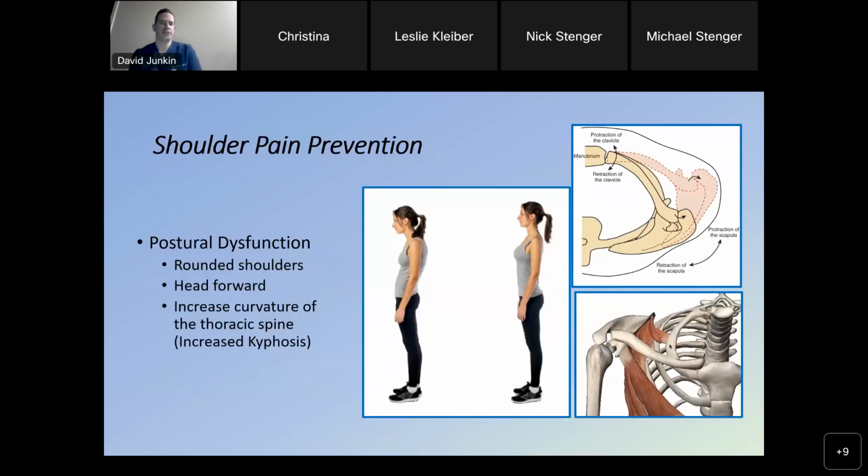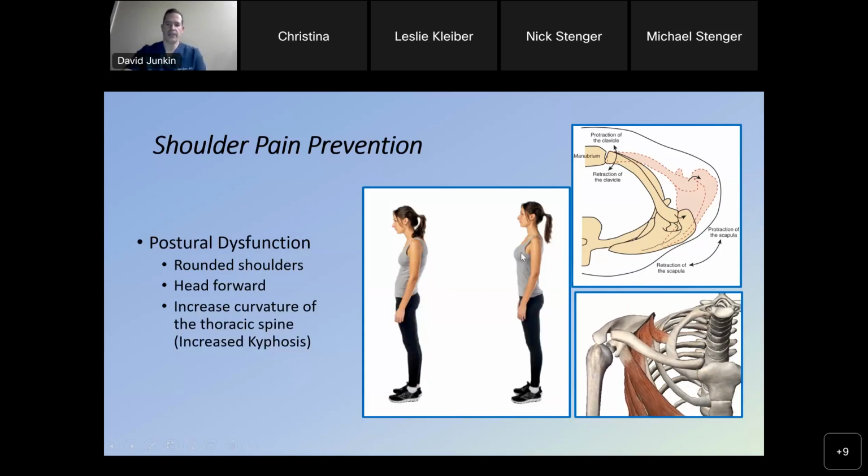I'm going to transition to the shoulder. This is just something of late that we've been looking at as we're seeing more and more shoulder problems. Mainly in this population, we're seeing more and more individuals with this postural dysfunction. The shoulders are rounded, the head's forward, they're having more curvature in their upper spine.